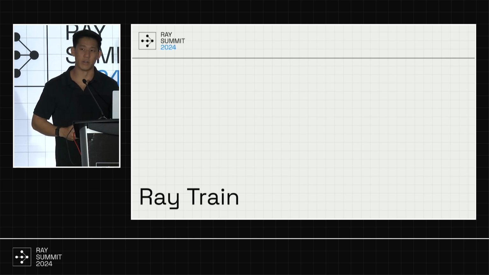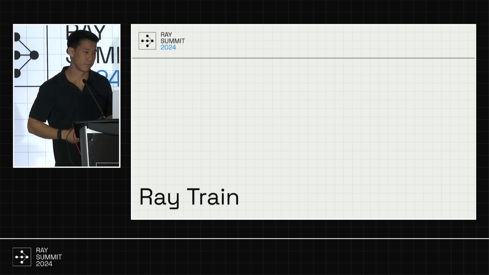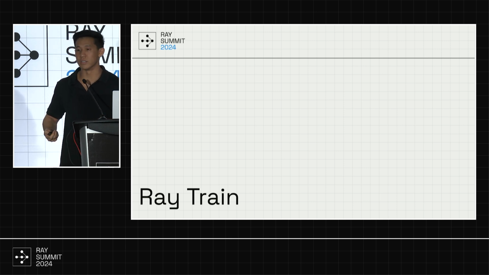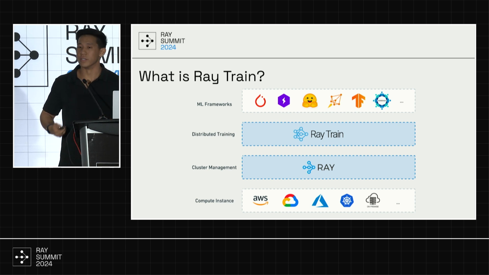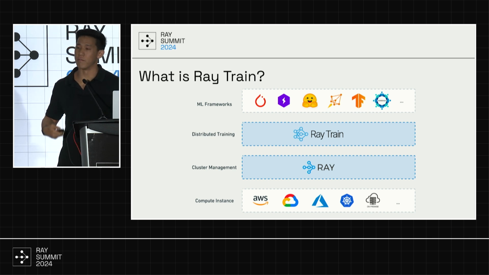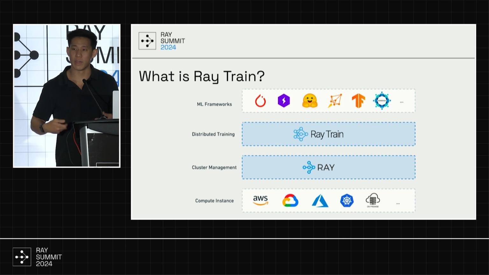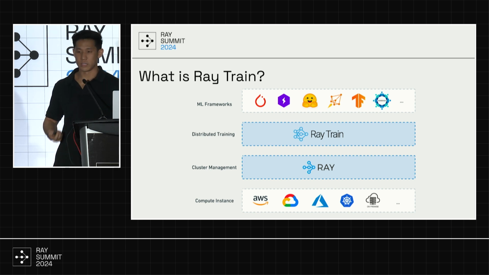For the rest of this talk, I'm going to describe Ray Train, a solution that we've built in Ray to handle large-scale training. So the first question that you're going to ask is, what is Ray Train? Ray Train is a library that makes distributed training easy. It works with all of your favorite ML frameworks and enables you to do distributed training with your framework of choice. In addition to that, it's built on top of Ray, which allows you to know that you'll be able to scale your distributed training across whichever compute you may be using.